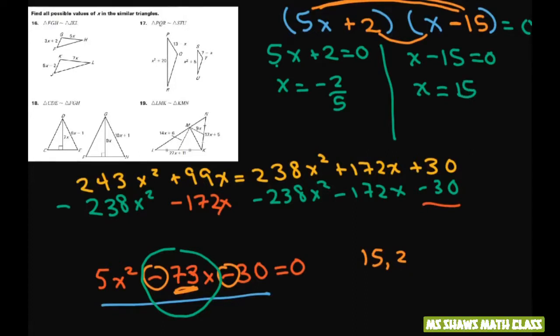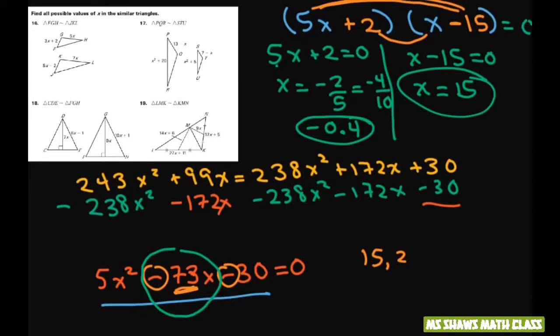And if you plug both of those in, they both work. If you want to do decimals, this is really negative 0.4 if you want to do the decimals. So these are your two solutions, and that's it.